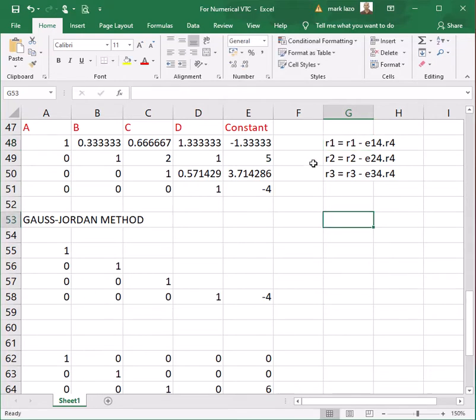It is very easy to make this formula because, if you have noticed the pattern, they are paired: R1, E1,4,4; R2, E2,4,4, and so on. So we will apply this derived formula to this equation here. To make this element into 0, we will use this formula. So I will start with this one.